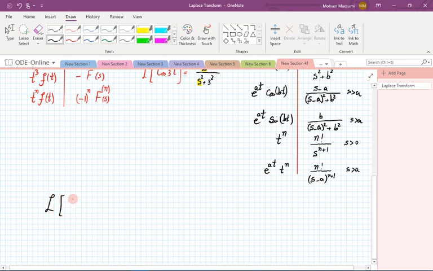Laplace transform of t times f of t. Well, what is that supposed to be? Well, as usual, 0 to infinity, my kernel times the original function t f of t dt, integrate it from 0 to infinity.